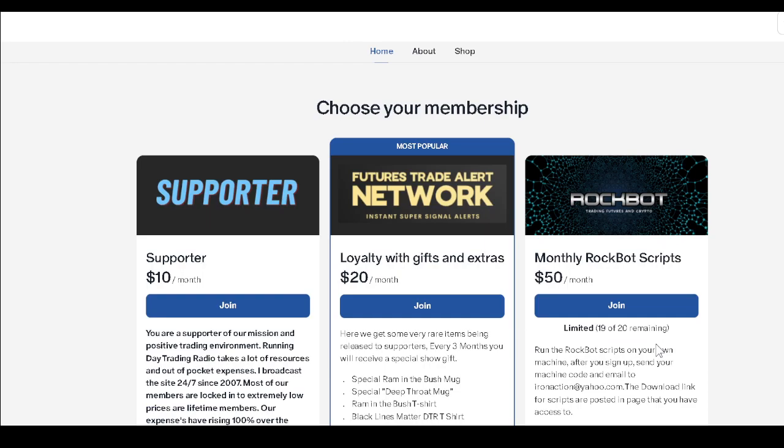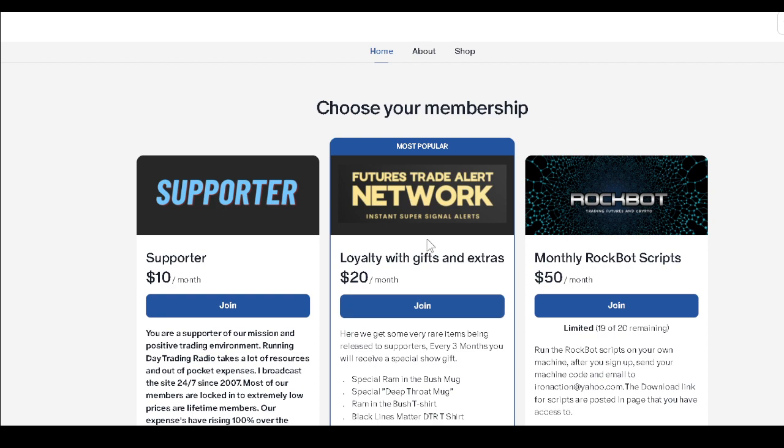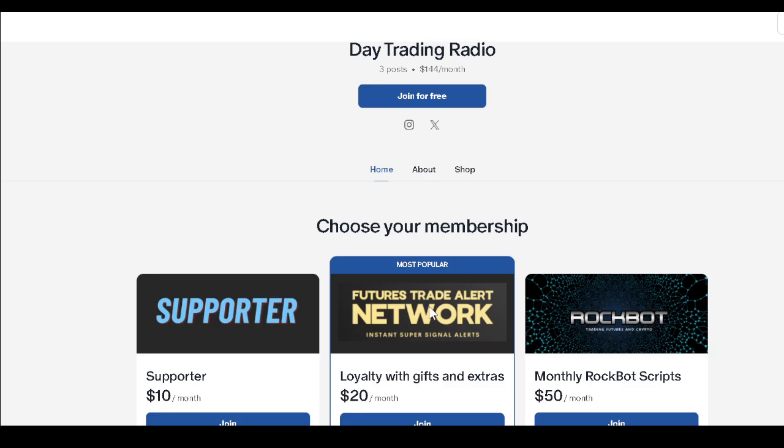You could get your Rockbot scripts there. If you're not a member, you could add those to your account using this Patreon. But here, this is pretty good. You click on this; it explains how to do this. You're going to get a password after you sign up, and that's going to enable you to log in and get the alerts. So you just click on join and you'll get that. And you get a bunch of other stuff too, for those out there. But that's how you're going to get these Futures Trader alerts going forward.